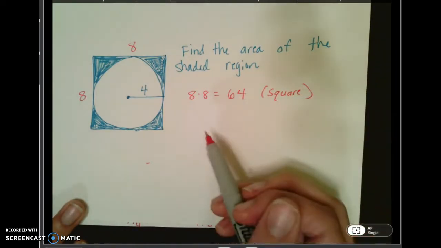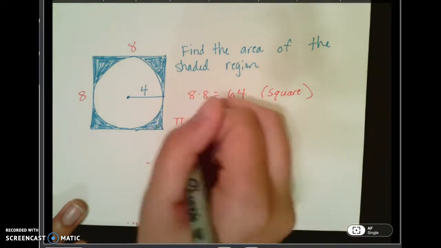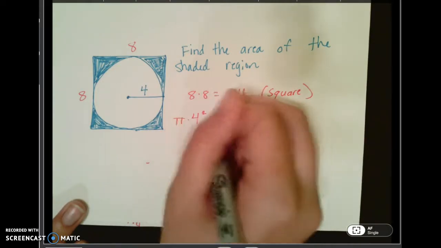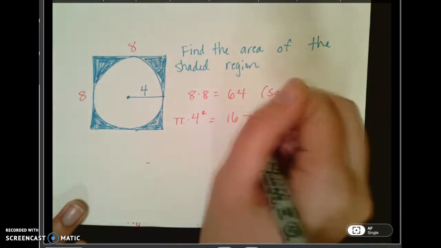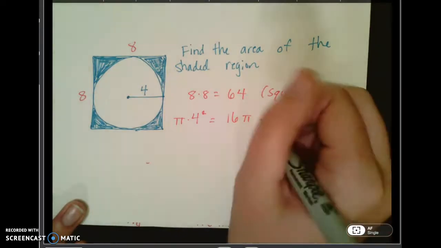And then I need the circle. Well, area of a circle is pi r squared. So it's pi times 4 squared, which equals 16 pi. So, that's my circle.